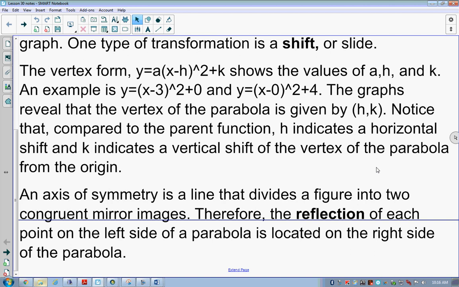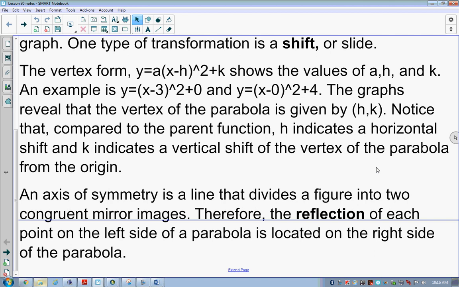Okay, so we're getting that y equals a times (x minus h) squared plus k, which shows the values of a, h, and k. An example of this would be where we get y equals (x minus 3) squared plus 0. What that tells me is that 3 is to the left of the origin. So we're going 3 to the left on the x-axis, and we're not going up at all. Okay, so that's a shift to the left from the origin.